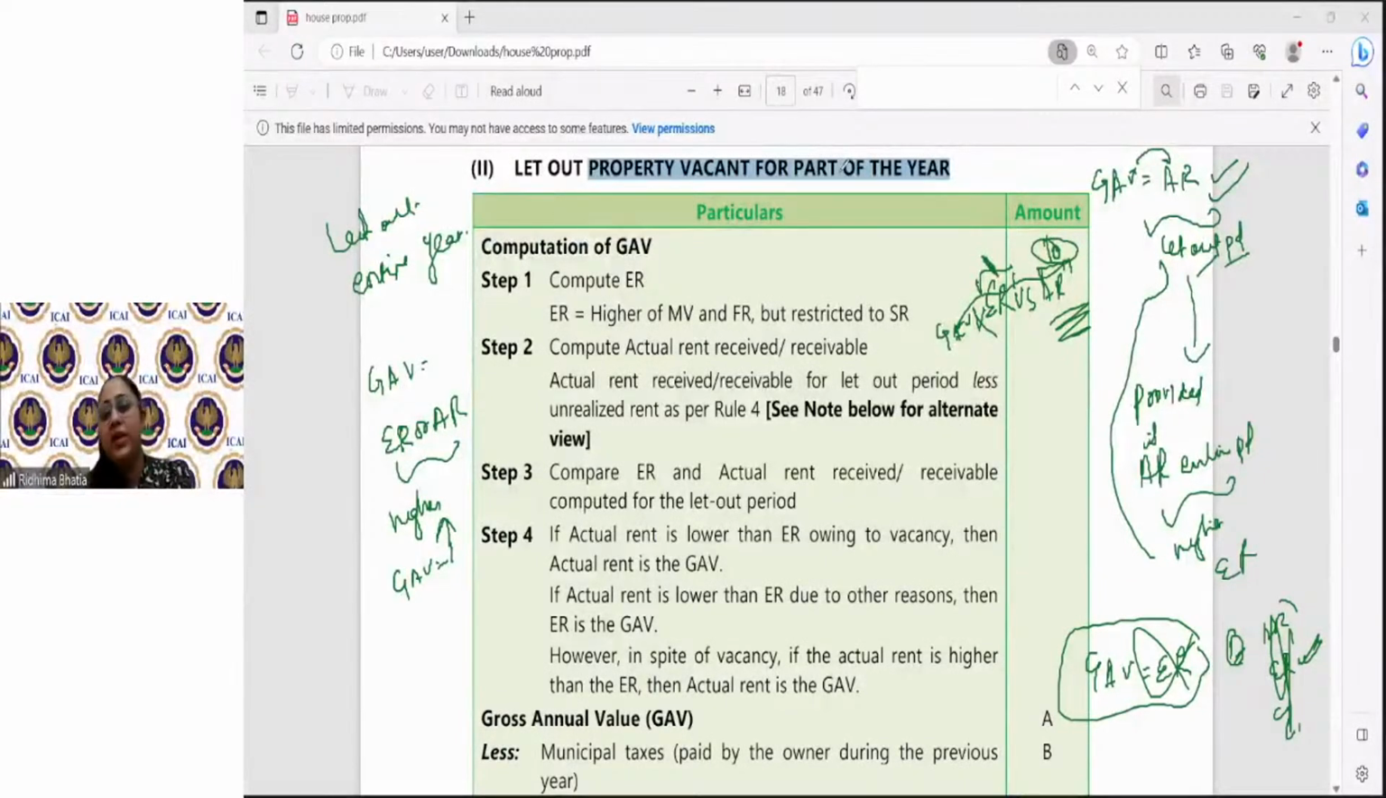सुधांशु, step 4 में उन्होंने unrealized rent minus करके फिर actual rent को expected rent से compare करा है. I would say you can go to the simple approach where first take actual rent for the let out period versus expected rent for the entire period. GAV would be actual rent provided अगर actual rent for the entire period होता तब भी वो GAV होता. Only in that situation actual rent for the let out period would be considered.